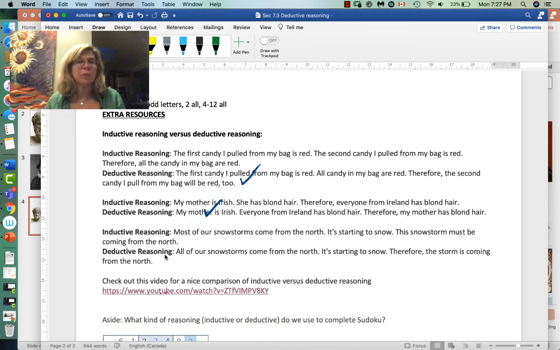So here, deductive reasoning says, all of our snowstorms come from the north. It's starting to snow. Therefore, the snowstorm is coming from the north. So that is quite solid.